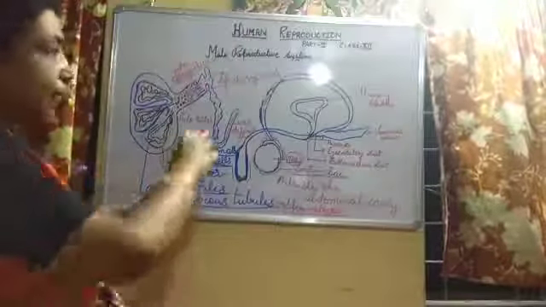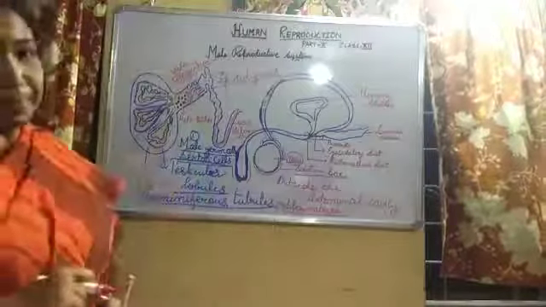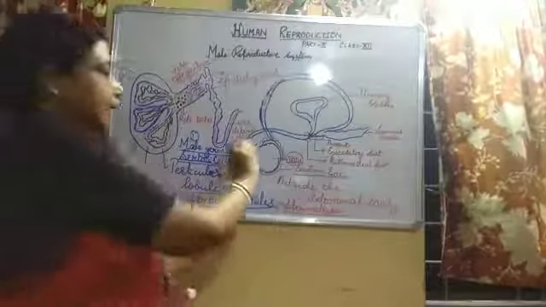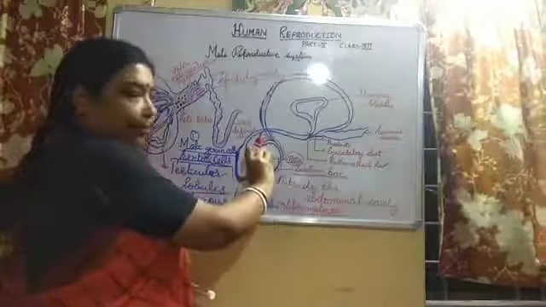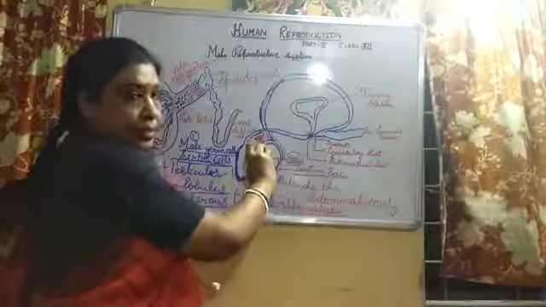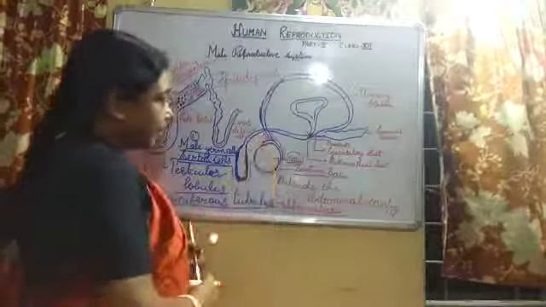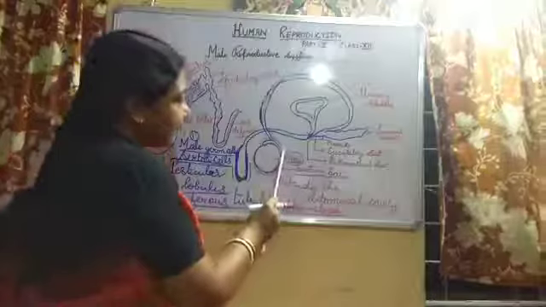Now let us go into this simplified diagram. This is the testis now, children. Sperm produced here, spermatozoa produced here. This is the epididymis.